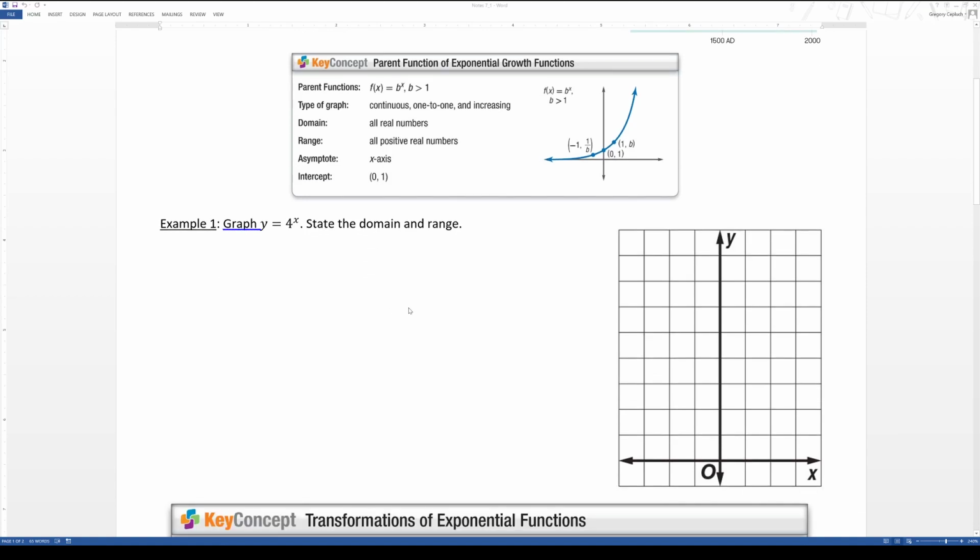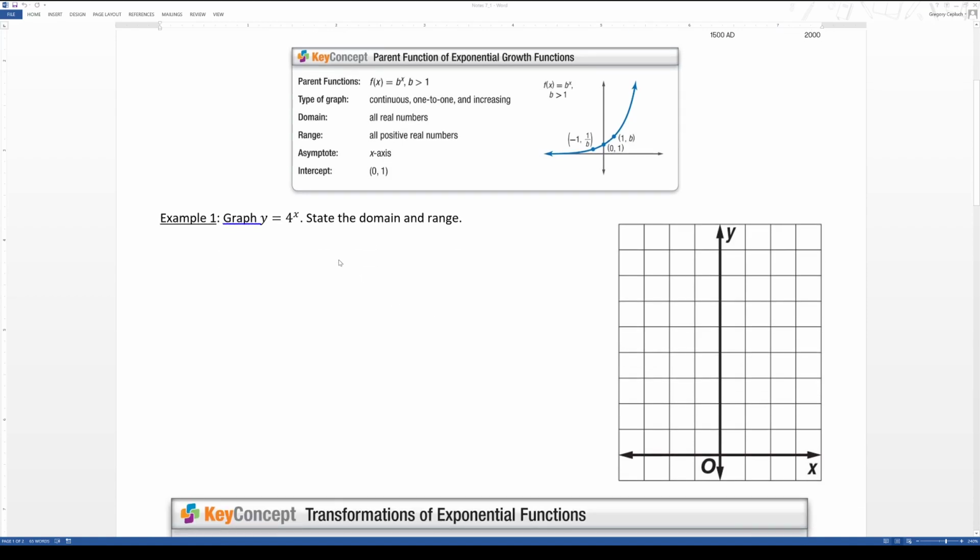And let's start looking at some of these functions. The reason this is called an exponential function is because the variable, x in this case, is in the exponent. That's not something you've seen before. So that's why it's called an exponential function. The x is in the exponent. So let's graph y equals 4 to the x power. And once we do that, we can state the domain and range and all of that.